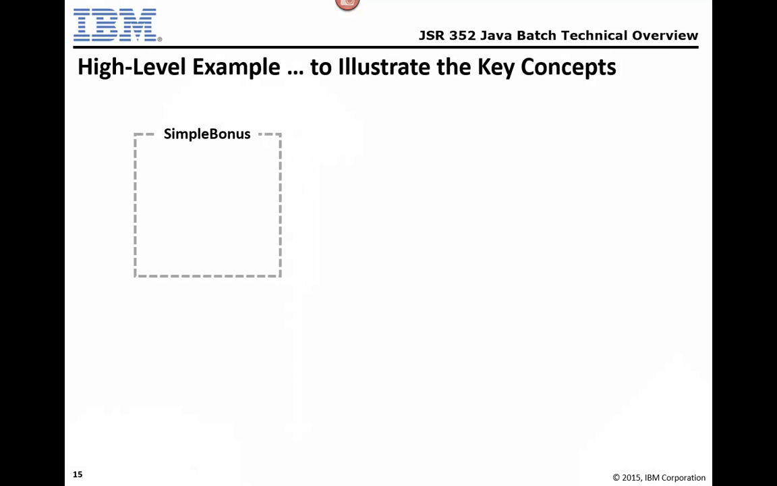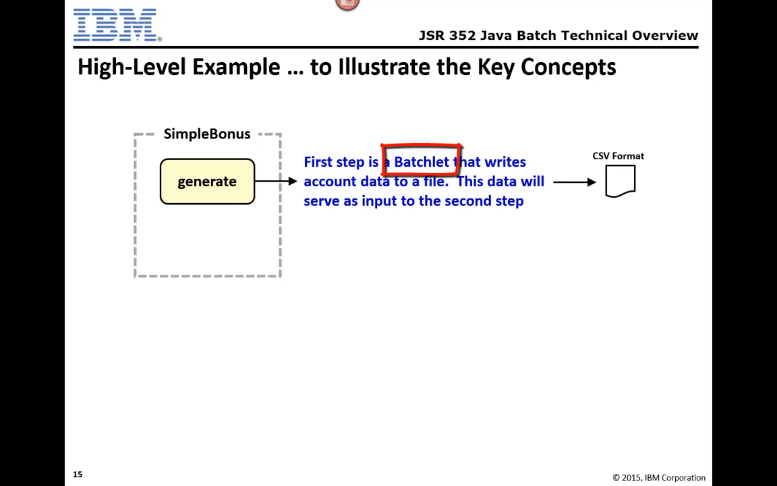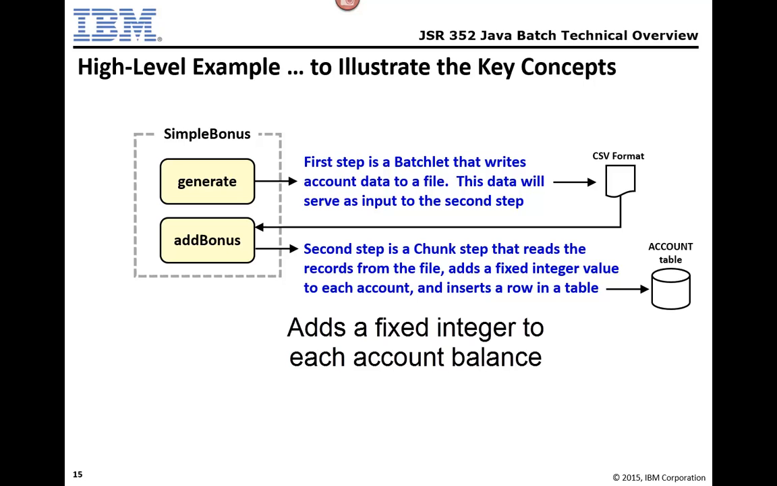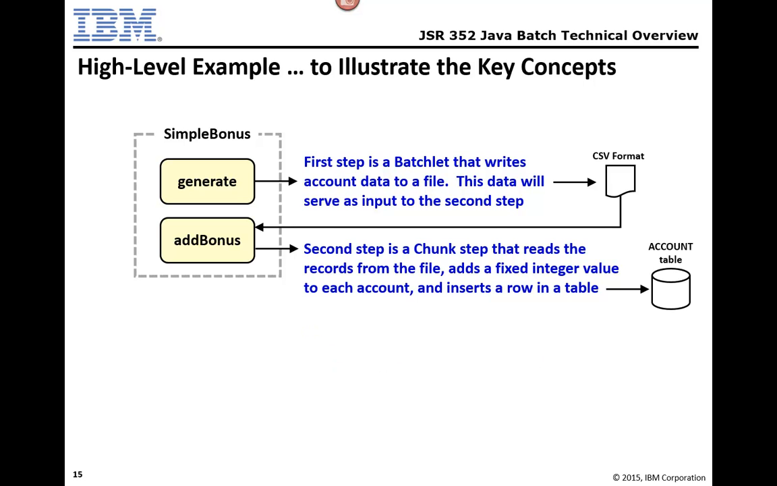To illustrate the batchlet and chunk step types, we'll use one of the IBM sample programs as a backdrop for discussion. The sample is a two-step job based on an account balance model. The first step is called generate, and it's a batchlet step. It writes a number of account records to a file. A property on the step tells the Java code how many records to create. The second step is called add bonus, and it's a chunk step. It reads the account records created by the first step, adds a fixed integer amount to the balance, this is the bonus, and inserts the records into a relational database table.